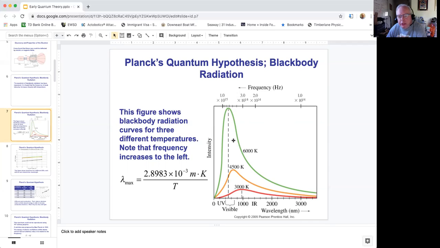So as the temperature increases, we see the peak wavelength going further and further towards the blue end of the spectrum. And of course, you probably remember this from chemistry, that the Bunsen burner, the blue part of the flame, is the hottest.